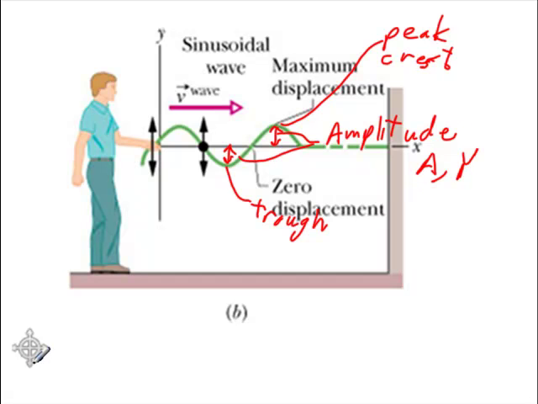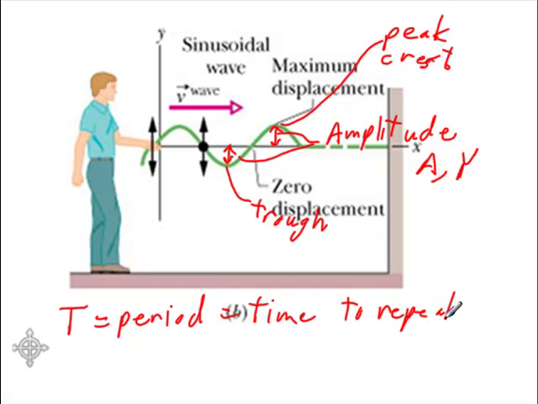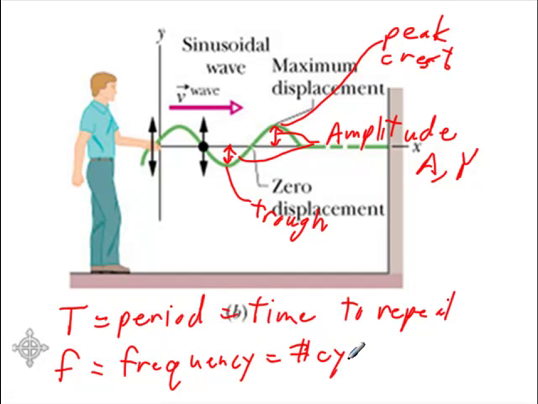Now, you're familiar from simple harmonic motion with the terms period, capital T, which is the time to repeat itself, and frequency, f, which is the number of periods, number of cycles, in a fixed time.